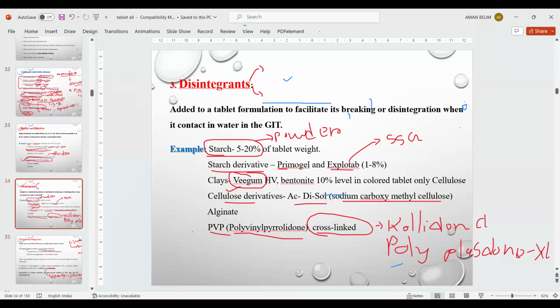Swelling, yes. Which is the other one? Swelling and one more. Wicking, right? What is wicking? Wicking is due to capillary action. And what is capillary action? Water will move upwards due to adhesive forces. What are adhesive and cohesive forces? One mechanism is swelling, and another mechanism is wicking.